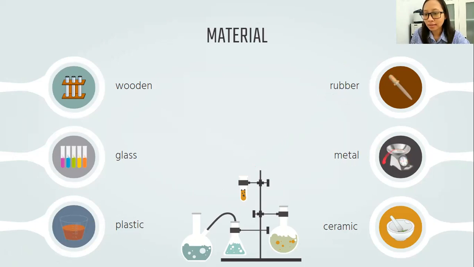Metal, ada di ini, balance. The balance is made of metal. Ceramic, the mortar and pestle. The mortar and pestle are made of ceramic. Made of ceramics, karena noun. Atau, it is a ceramic mortar and pestle. Ceramic itu adjective-nya, noun-nya ceramics.